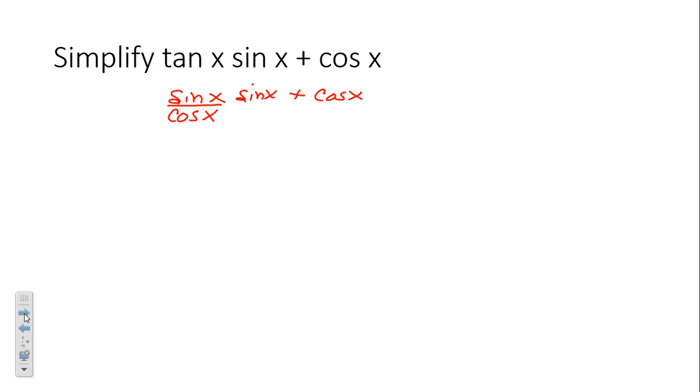So I see sine squared over cosine. So far, so good. Okay, but I think we can still simplify this.